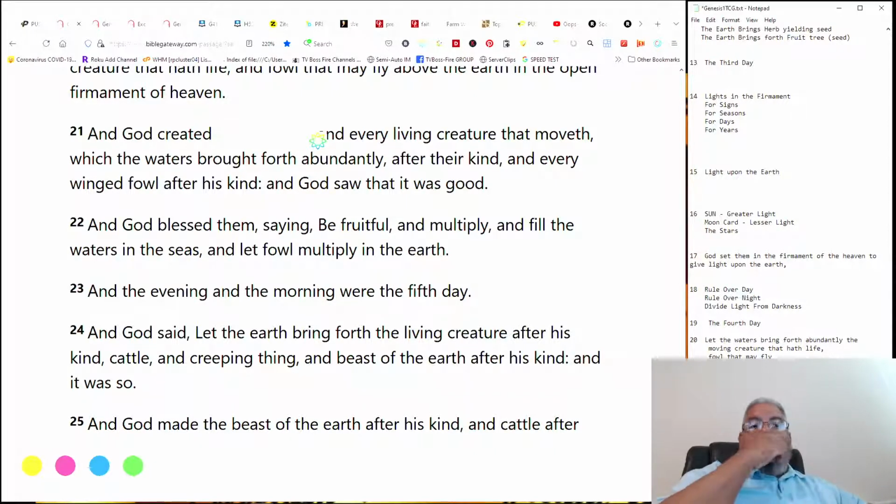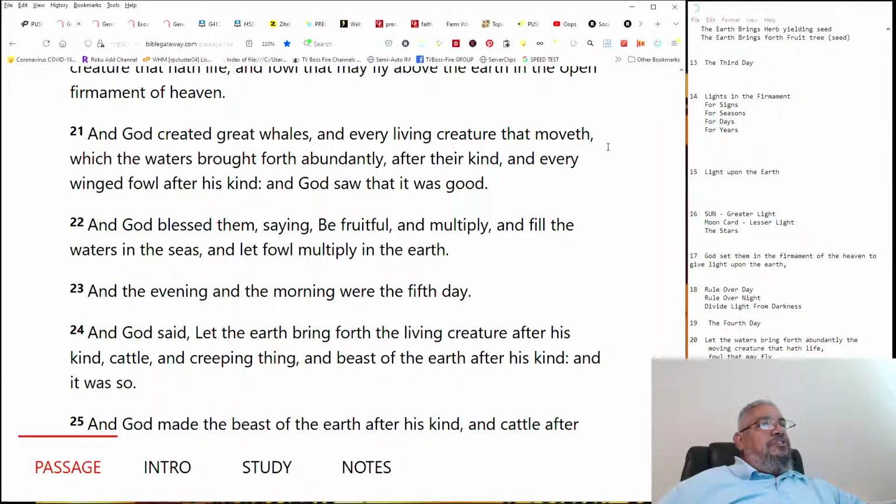Of course, in Hebrew, you got to look at the Hebrew. It's obviously totally is big. It's going to be something big. But we're not going into the Hebrew here for this now. We're just doing a King James Version trading card game. As simple as that. And every living creature that moveth.